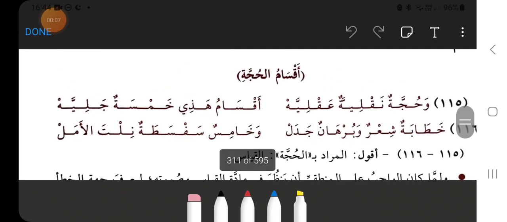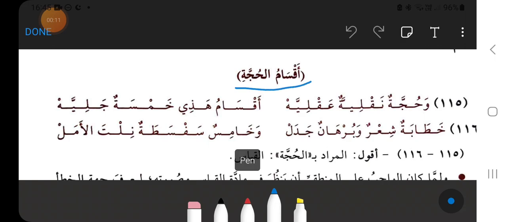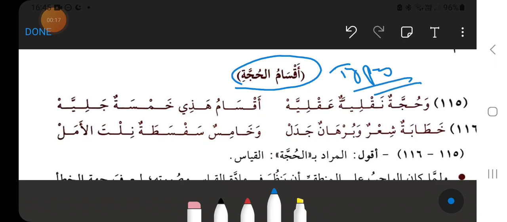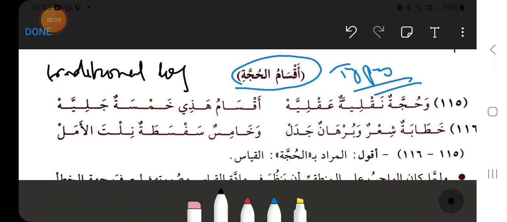I want to talk a bit about types of arguments which are taught in our traditional logic books in Islamic curriculum.